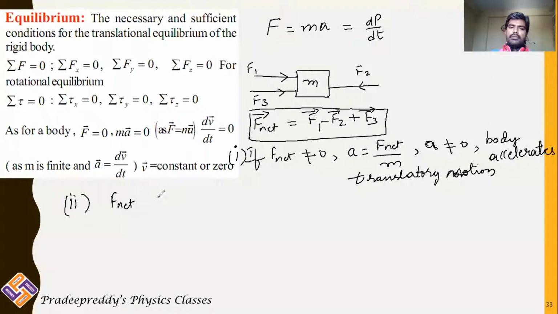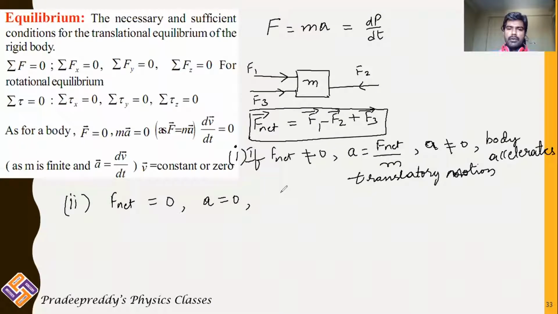F net can be equal to 0. If F net is equal to 0, that means the magnitude of F1 plus F3 is equal to the magnitude of F2. If F1 and F3 are 10 Newton, and F2 is minus 10 Newton, then plus 10 minus 10 will become 0, so F net will be equal to 0. If F net is equal to 0, then acceleration will be equal to 0. Even though forces are acting on the particle, net acceleration will be equal to 0.